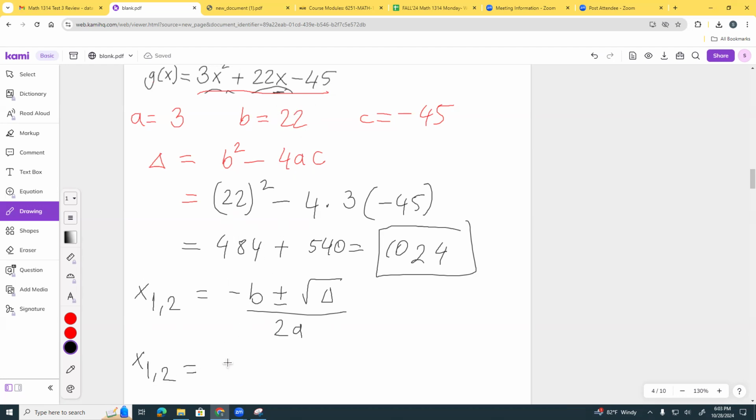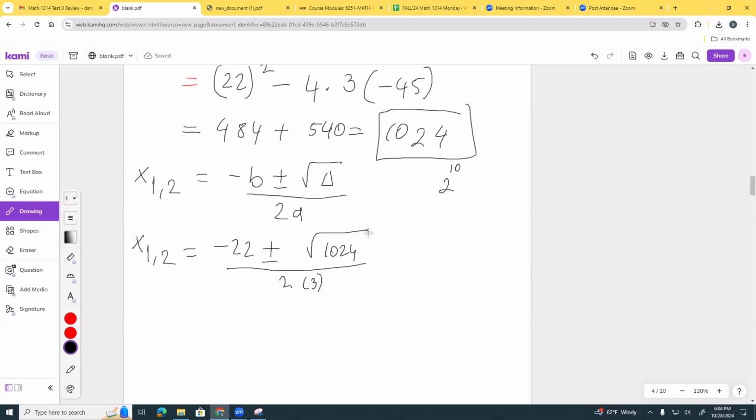If b is 22, I'm going to write negative 22. And then I need square root of 1024 over 2 times a is 3. Okay. Square root of 1024. I believe this is 2 to the, let's see, 6th power is 64, 7th power is 128, 8th power is 256, 9, yeah, this is 2 to the 10th power. So therefore, when I take its square root will be 2 to the 5th power. And 2 to the 5th power means 32.